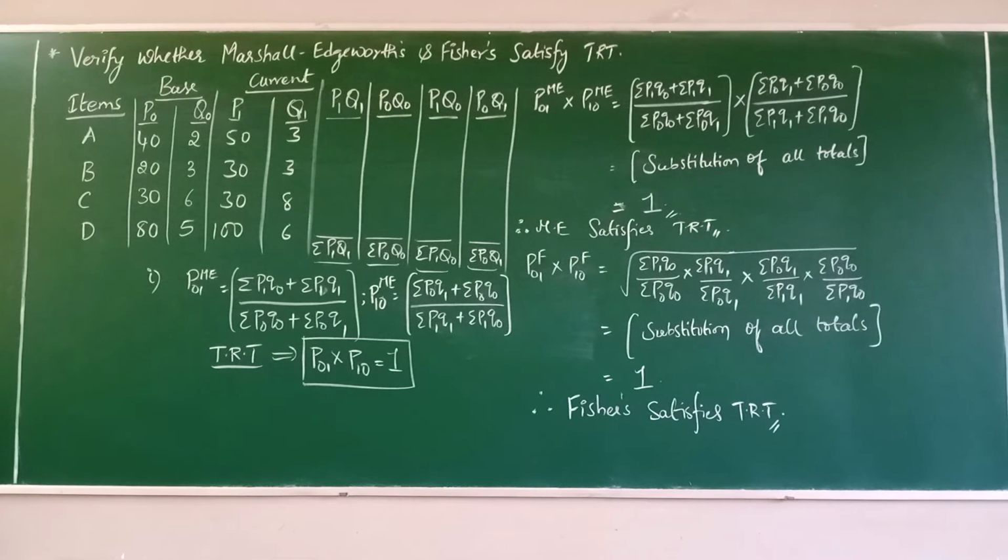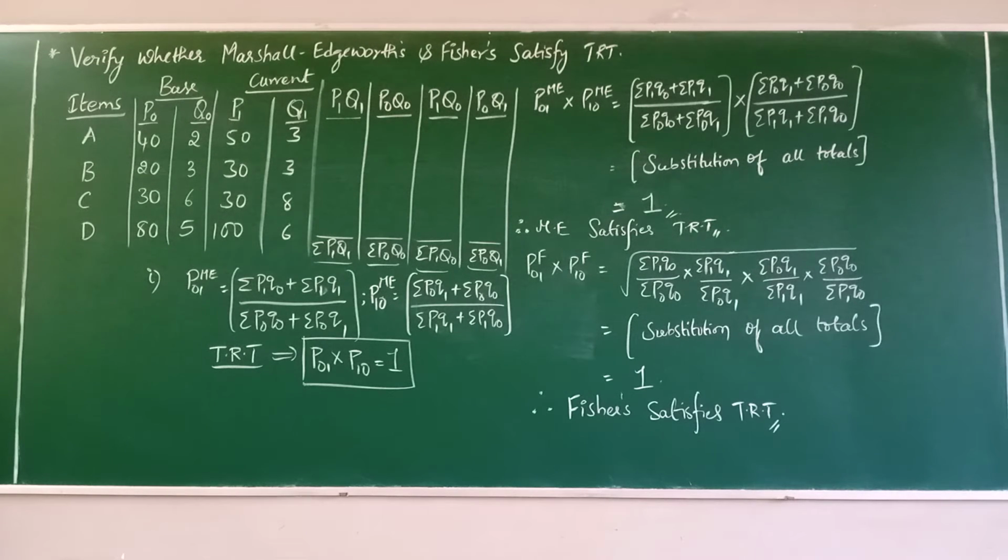Then apply them in the Marshall-Edgeworth formula, the original formula as well as the time reversal formula. Both have to be written. As you know, the condition for TRT, the time reversal test, is P01 into P10 equals 1. After substituting the column totals, which are P1 Q1, P0 Q0, P1 Q0 and P0 Q1, the numerator and denominator of both the reversal and non-reversal formulas get cancelled. Ultimately you will get 1.